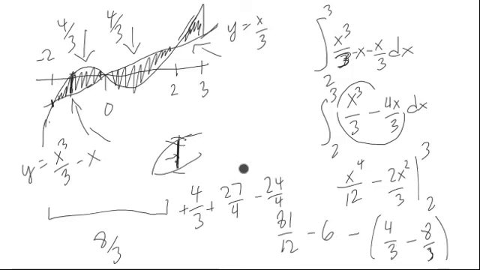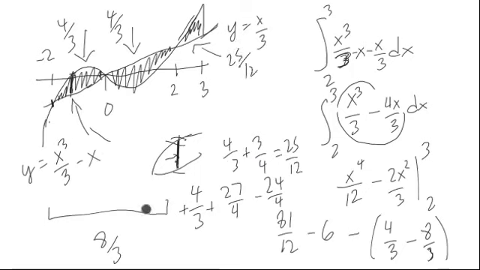Now we can evaluate that at this point, and we end up getting 3/4. So this is 4/3 plus 3/4, which is 25/12. So 25/12 is this area right here.